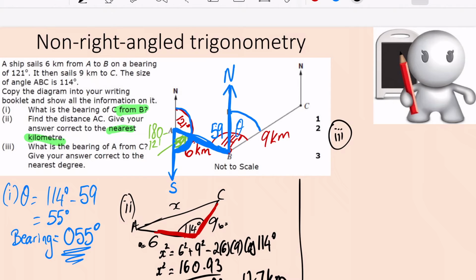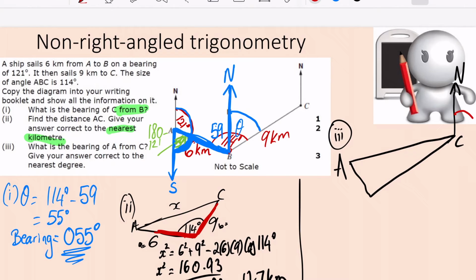What is the bearing of A from C? So, what's the most important word there? Well, it's the from. So this is C, this is A, and what we're after is this bearing over here. So there's the northerly direction, and we are after this whole angle there, all the way to there. That's the bearing of A from C.